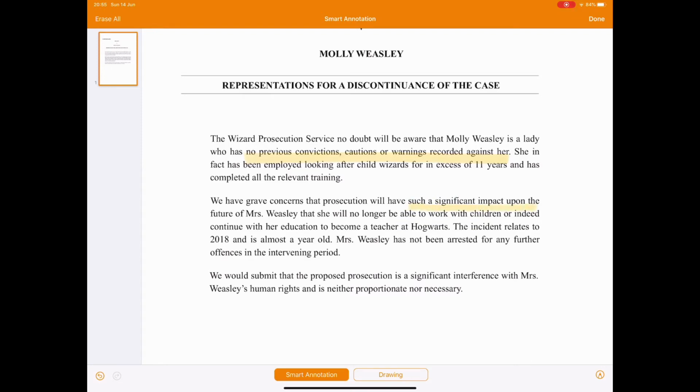They also suggest that prosecuting her is going to have a significant impact upon her future, and that it's almost a year since the alleged offence took place. She's not been arrested for anything in the intervening period, and therefore her human rights will be breached if she is charged and prosecuted for this offence.